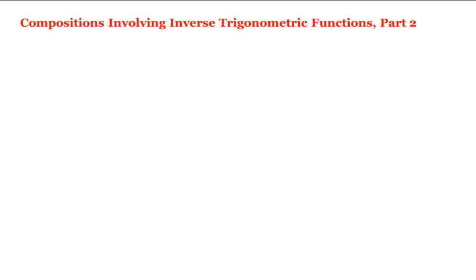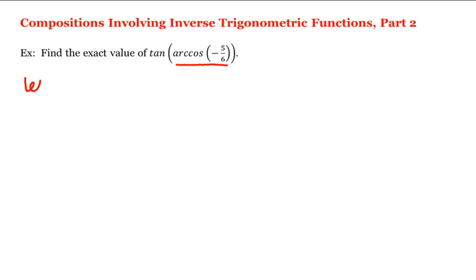Let's look at compositions involving inverse trig functions. For example, let's find the exact value of tangent of arc cosine of negative 5/6. Now this here is an angle, so let's call it theta. In other words, let theta equal arc cosine of negative 5/6. And therefore, if this is theta, then we're looking for tangent of theta.